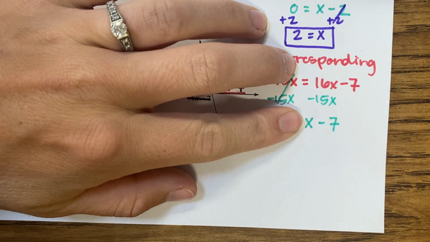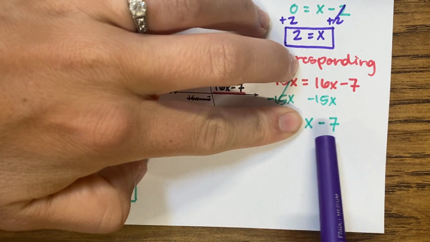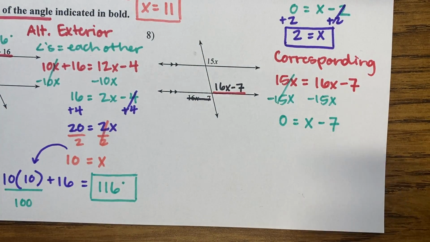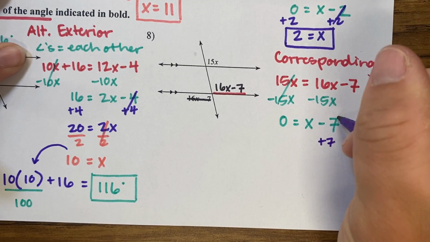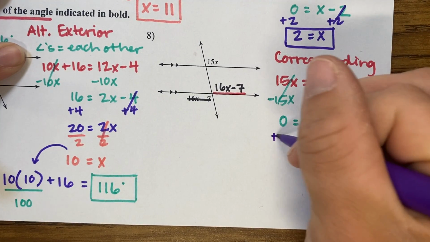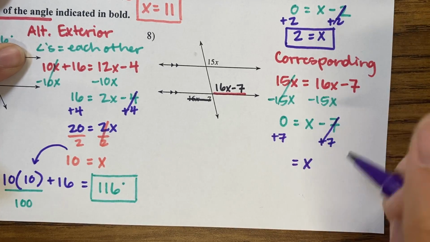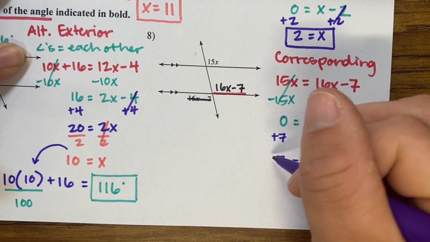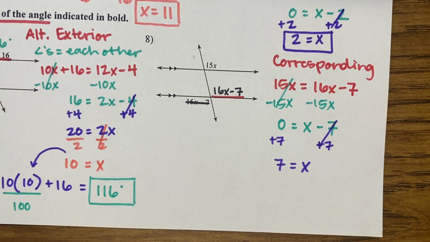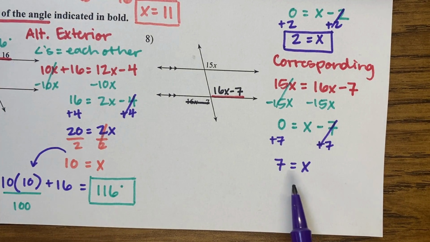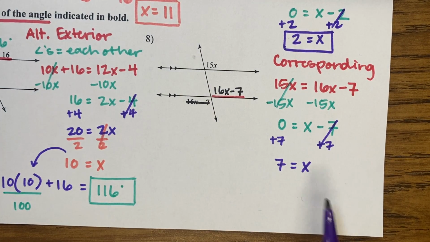Now my last step for solving for x is, what is the opposite of minus 7? We're going to add 7. So I get x is equal to 0 plus 7 is 7. Is that my answer? No, but we need it to find our answer.